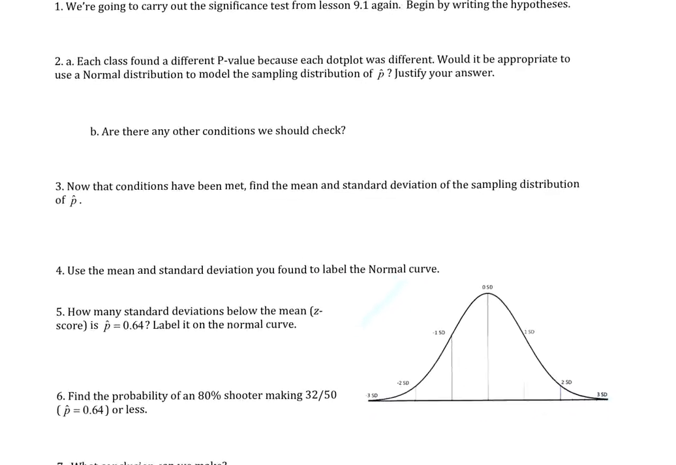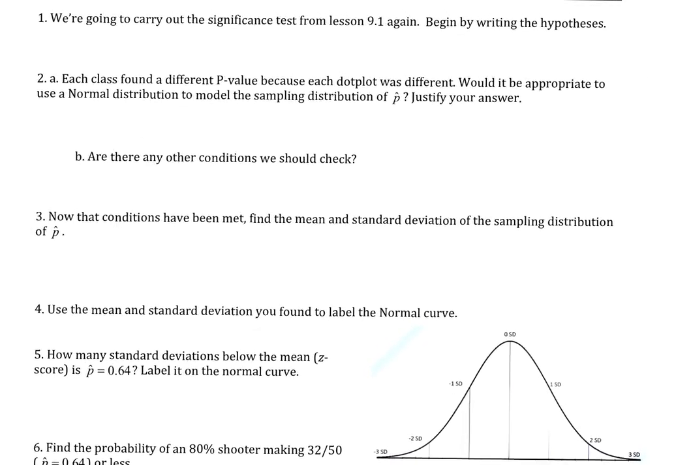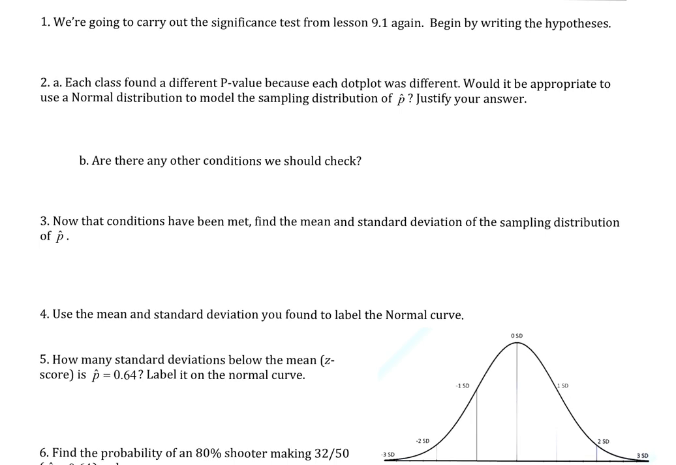We're going to start off today by learning about significance tests for proportions. This is day one. We're going to be using what we've done and putting it all together to now actually run a significance test. So we're going to refer back to the day one activity we did with Mr. Easton. And our question is, are you sure Mr. Easton isn't a good free throw shooter?